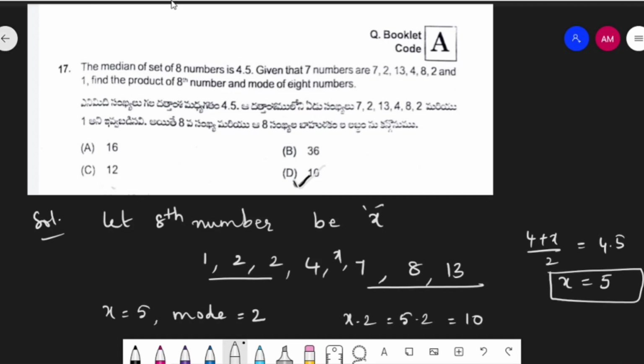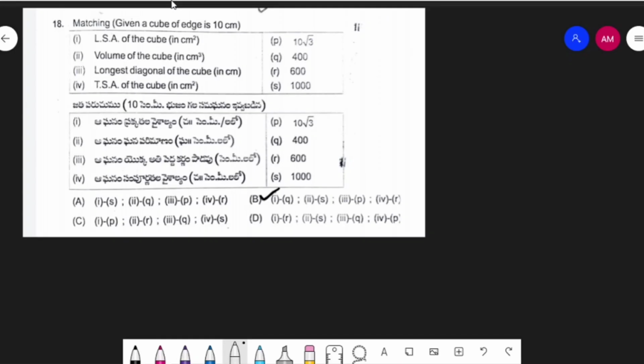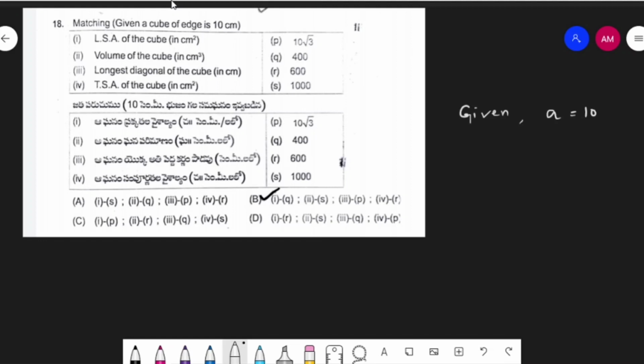So for the 17th problem, the correct option is D. Let us move to the 18th one. Match the following. It's a very easy problem. Given a cube of edges 10 centimeters. So given a is equal to 10 centimeters. One side of a cube is 10 centimeters. What is the lateral surface area of the cube?